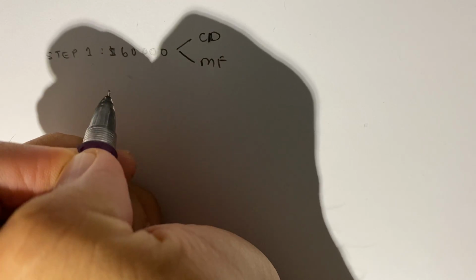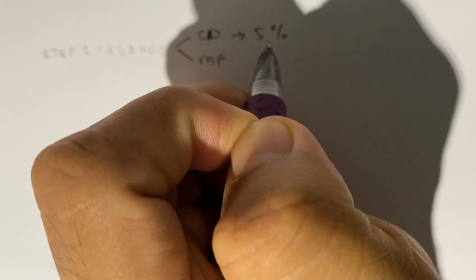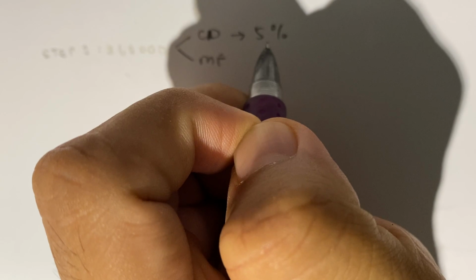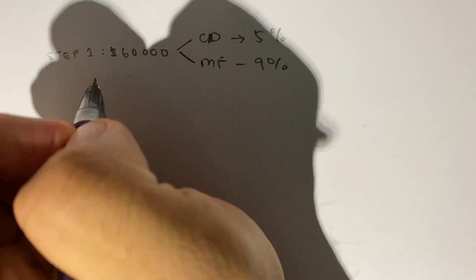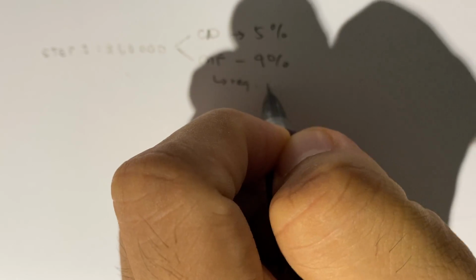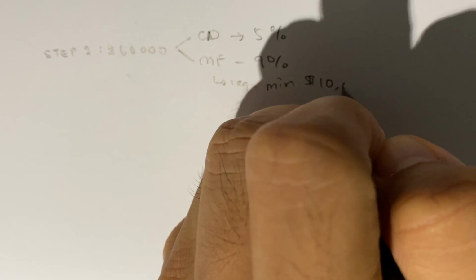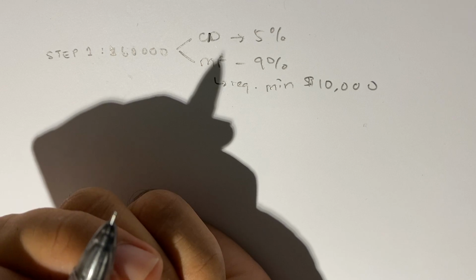Number one is the CD, and we have a mutual fund. We know that the CD gives a 5% annual return, and the mutual fund yields an average of 9%. These are all the additional information that we have. A mutual fund requires a minimum of 10,000, and the investor requires that twice as much should be invested in CDs.